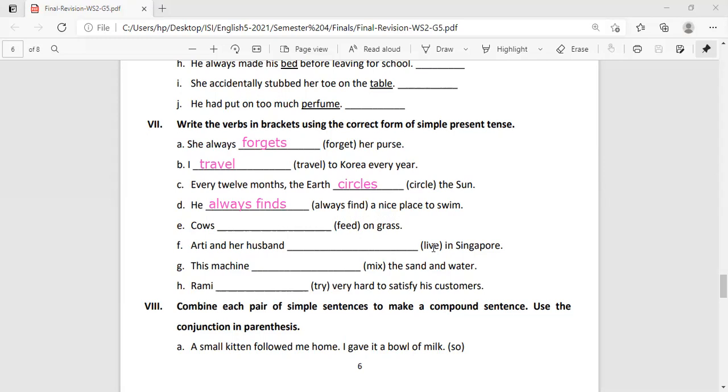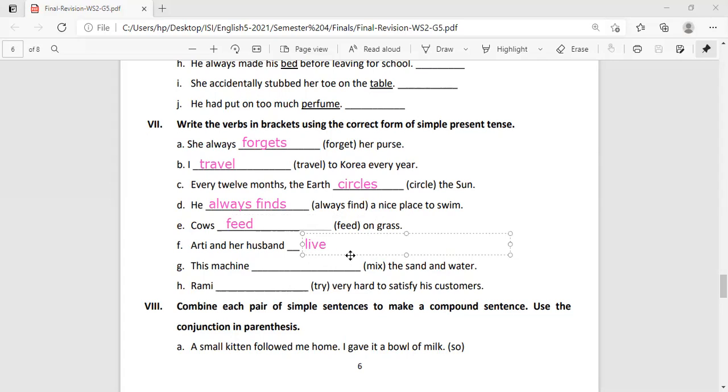Lamar, again. Cows feed on grass. It stays the same again, because cows is plural. Thank you. Ali Hussein. Artie and her husband live in Singapore. Live. That's right.